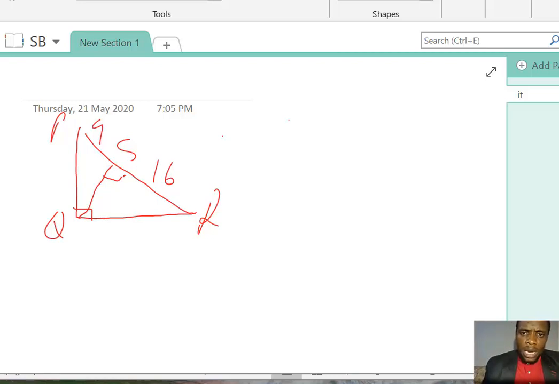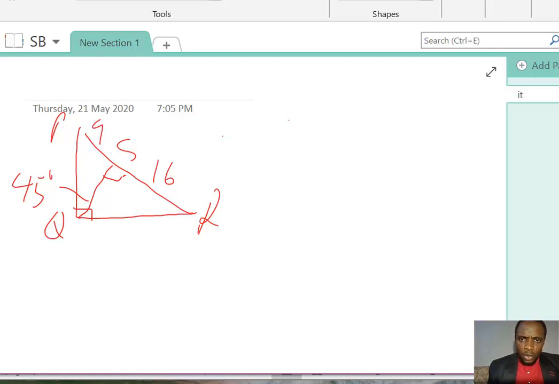Don't forget that this line QS divided this angle PQR into 2 equal parts, so this angle is going to be 45 degrees. This place will be 45 degrees. Then the side that is facing the angle is 9 centimeter, so we can easily find QS.